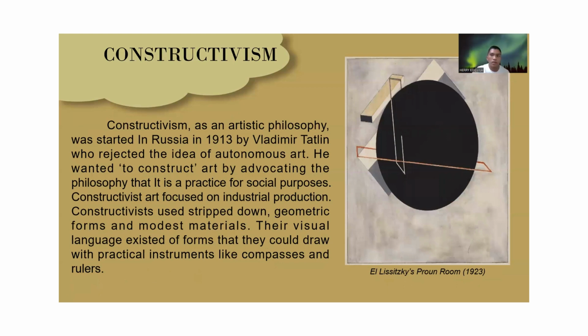So next is Constructivism. Constructivism is an artistic philosophy that started in Russia in 1913 by Vladimir Tatlin, who rejected the idea of autonomous art. He wanted to construct art by advocating the philosophy that it is a practice for social purposes. Constructivists focused on industrial production. They used stripped-down geometric forms and modest materials. Their visual language consisted of forms that they could draw with practical instruments like compasses and rulers.